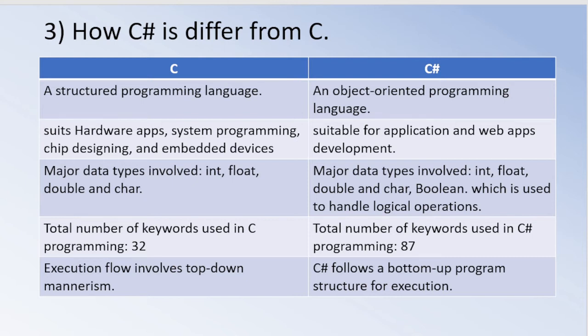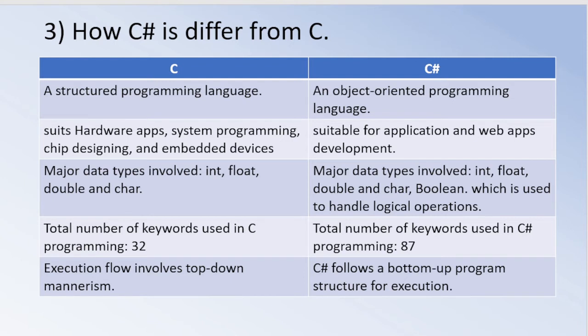logical operations. The total number of keywords used in the C programming language is 32, and the total number of keywords used in the C Sharp programming language is 87. And lastly, the execution flow of a C program involves a top-down approach, but C Sharp follows a bottom-up program structure for the execution. Okay, that was the differences.